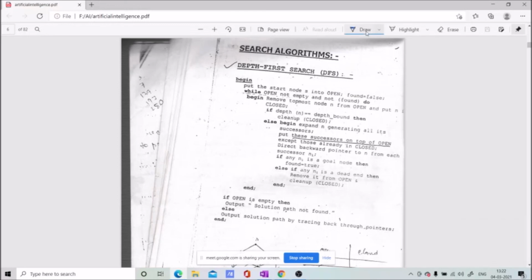That is the different search algorithm. One of the search algorithms that we already know is depth first search. But here the algorithm looks different. You have to put the start node into open, set found to false, and while open is not empty and not found, remove the topmost n from open, and then it is placed. It is written in different formats, but actually you know what you have to use in case of DFS and what you have to use in case of BFS.